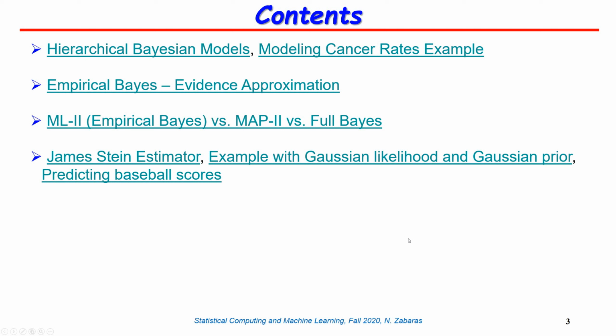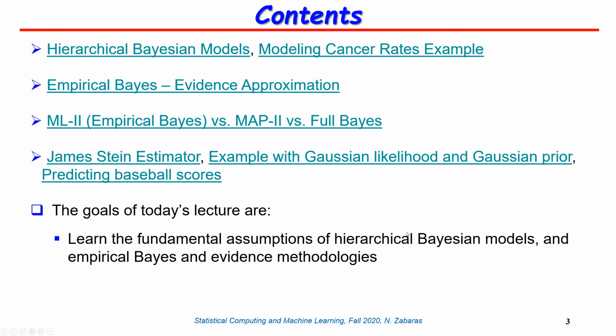We will do a second example that has a Gaussian likelihood with a Gaussian prior, and we will come up with what is called the Stein estimator. And then we will finish with a last example on predicting baseball scores. This particular problem will not fit in this paradigm of the Gaussian likelihood, so we will have to do some sort of approximations to make the likelihood look like a Gaussian.